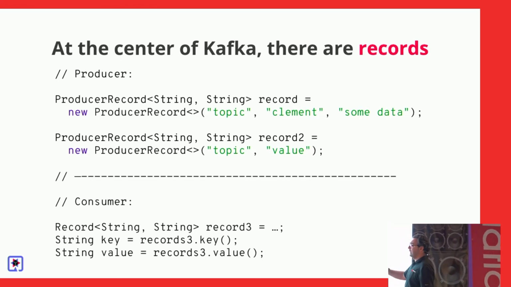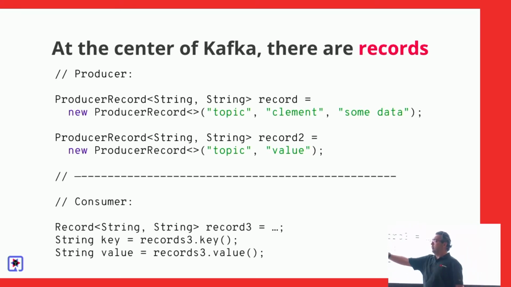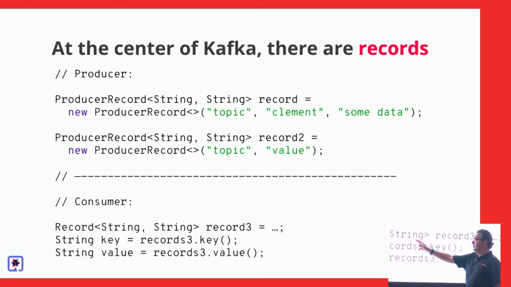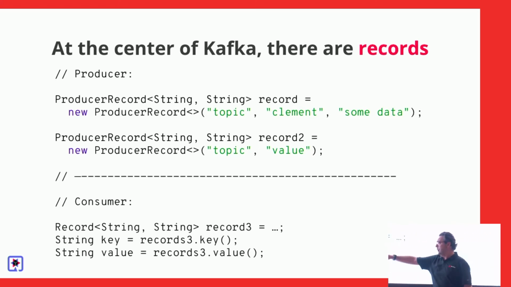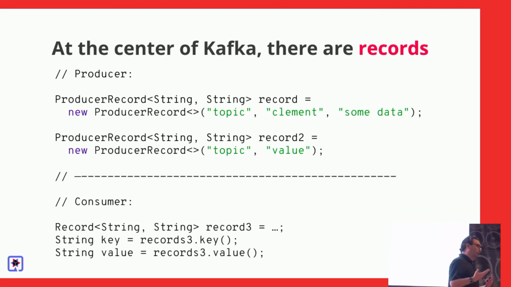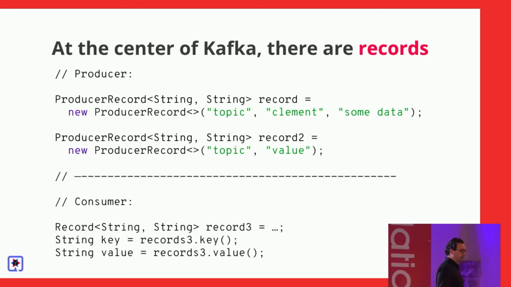On the consumer side, you get a record with the type of the key and the type of the value, and you can get the key and value and so on and manipulate that. It will be deserialized automatically.